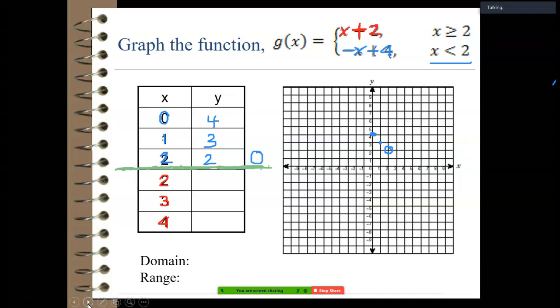Again, these are x values less than 2. When is x less than 2? Well, that's to the left of 2. So this line or graph goes this direction.